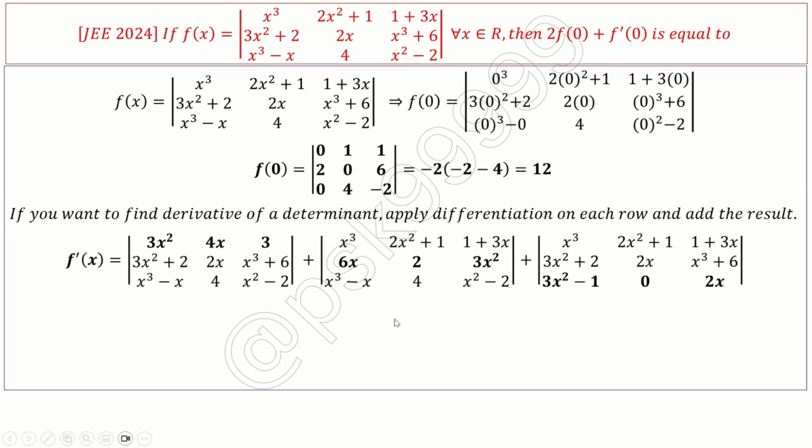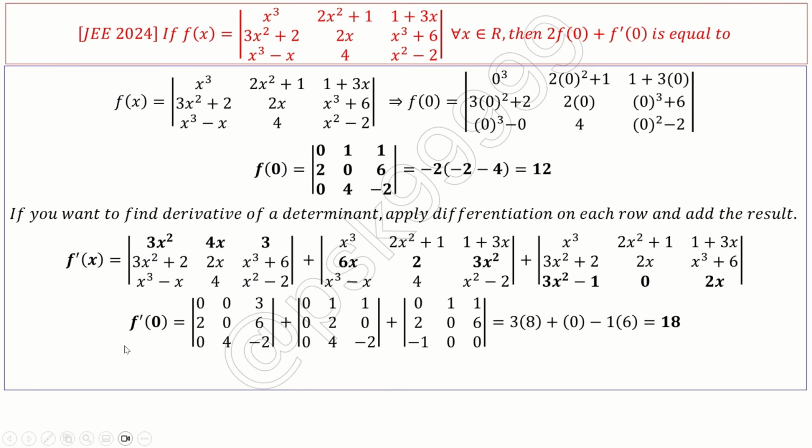Now f dash 0 is what we require, so substitute x equal to 0 in f dash x, and you can choose whichever row you want. In this one, you can do it using row 1, which is 3 into 8.